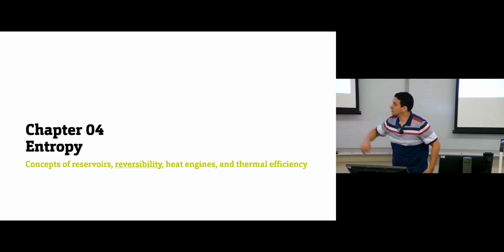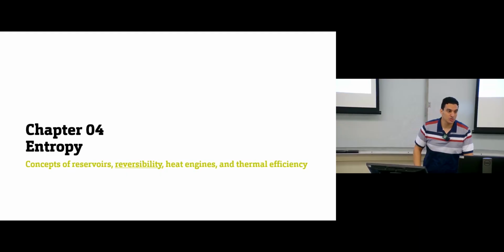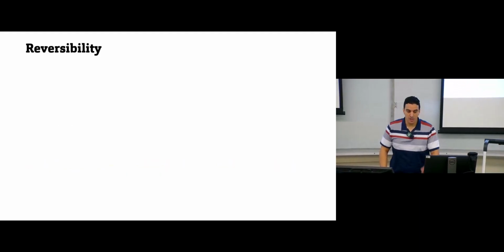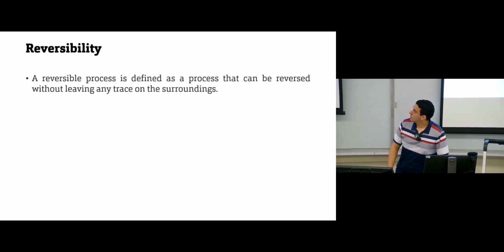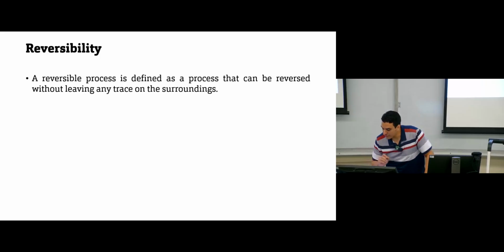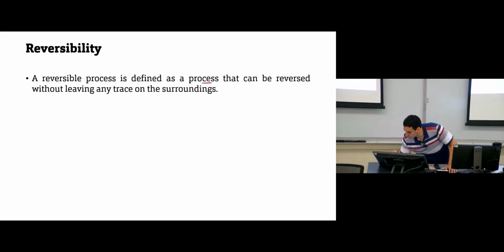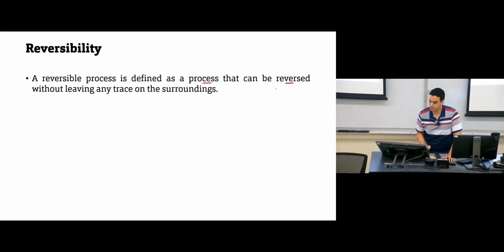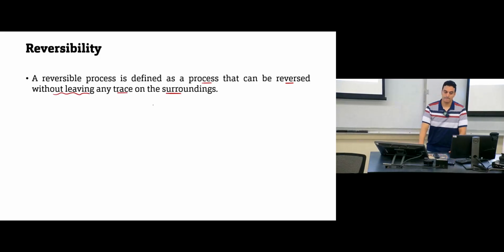The second concept is reversibility. So what is meant by reversibility? Reversibility means we have a reversible process. This is a process that can be reversed without leaving any trace on the surrounding.